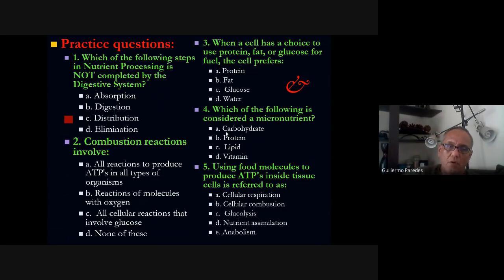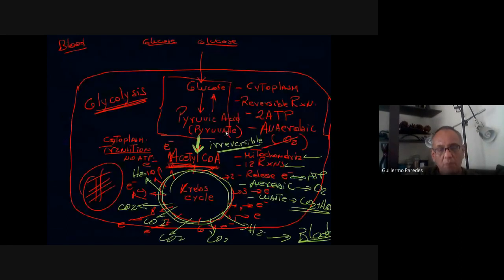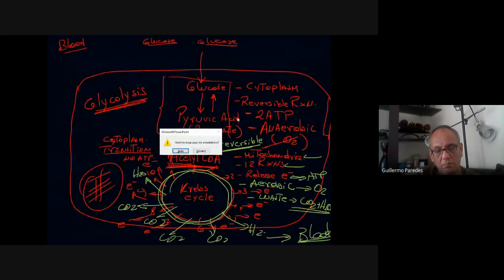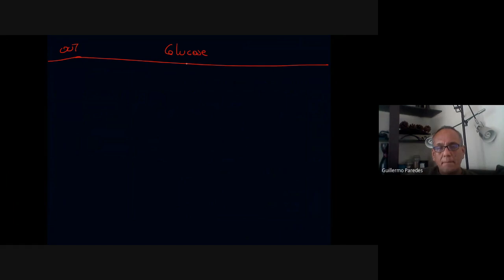All right, so now you will help me. I want you to tell me as a group everything that I just mentioned. Okay, so let's suppose that this slide is the cell. This is outside, that's the cell, and we have the glucose. So what is the first thing that is going to happen? Everybody, please participate, okay? I don't want to call one by one.